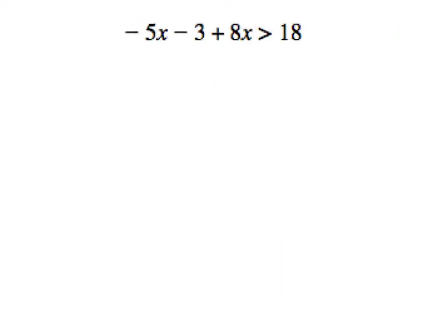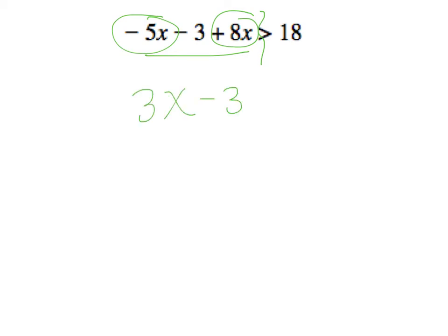For this one, we're going to draw our wall. And let's just look at the left side. So we've got two letters that we can combine. So we're going to say negative 5x plus 8x is 3x. Rewrite the negative 3 with the 18 and the inequality sign. Draw the wall. This negative 3 is going to go to the other side.